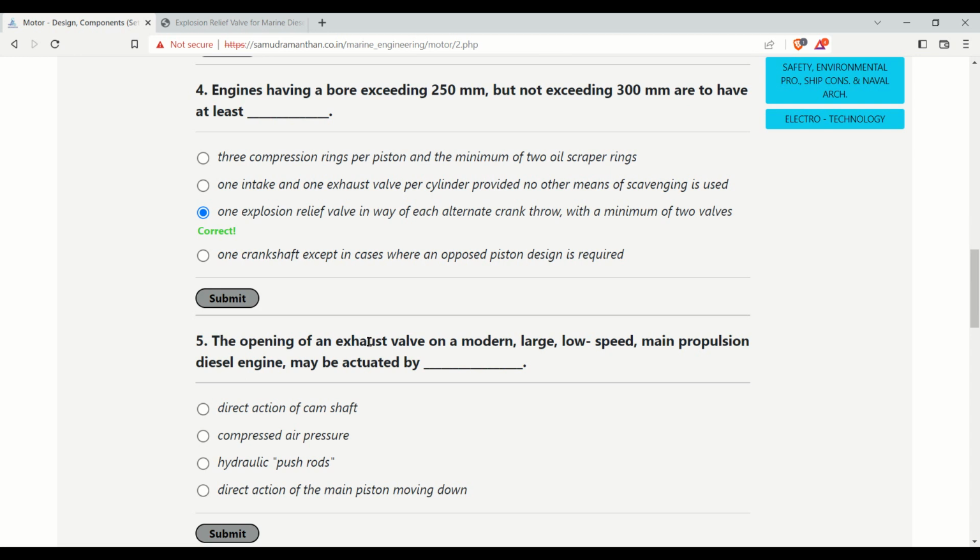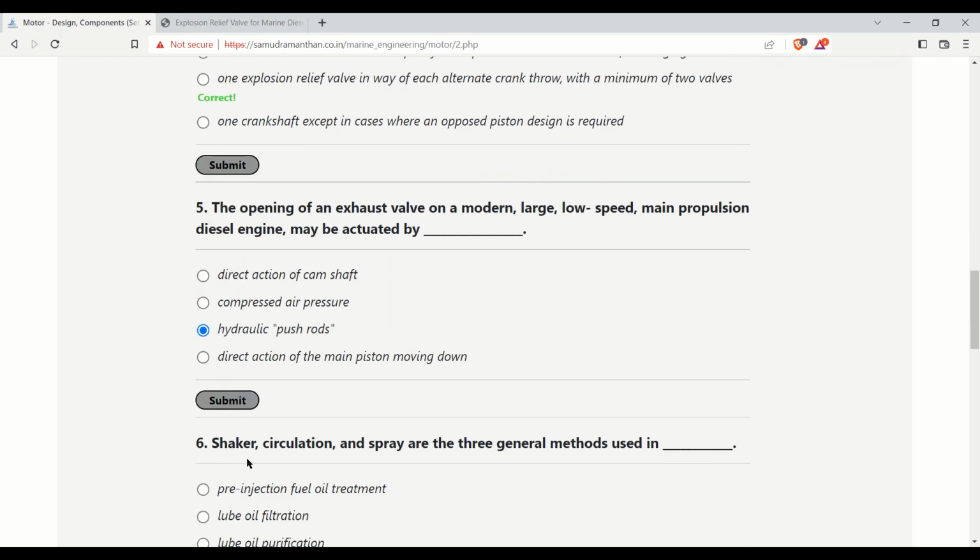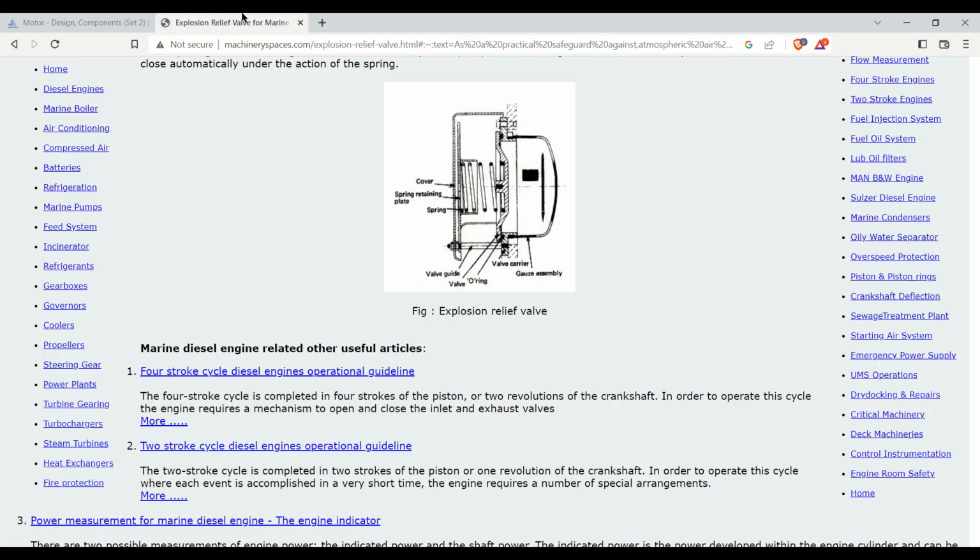The opening of an exhaust valve on a modern large low speed main propulsion diesel engine may be actuated by. Yes, now the time has changed and modern technology has come, and this is still a bit older technology. The correct answer for this question is hydraulic push rods. Nowadays hydraulic push rods are being used for the opening and closing of the exhaust valve. Let's see how it works.